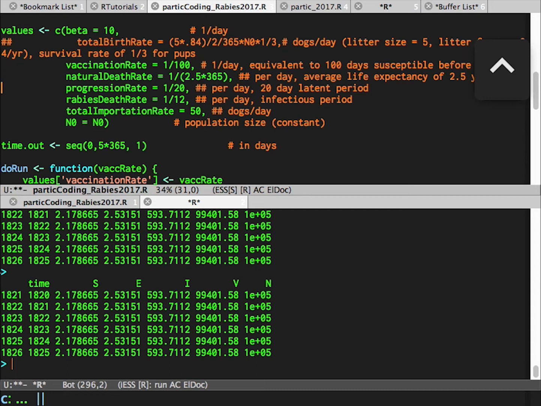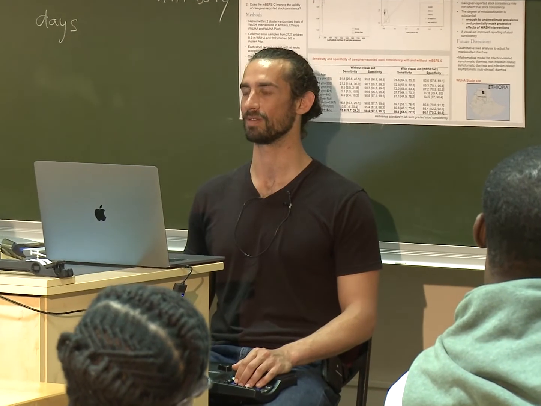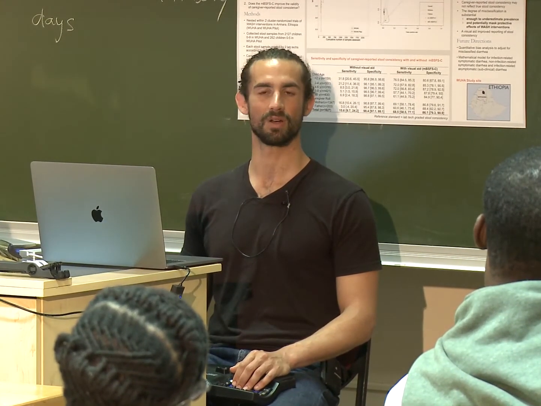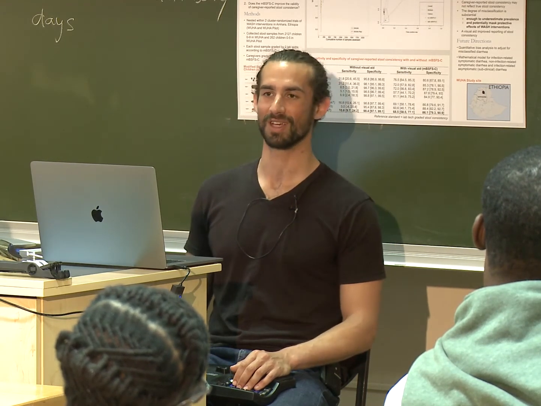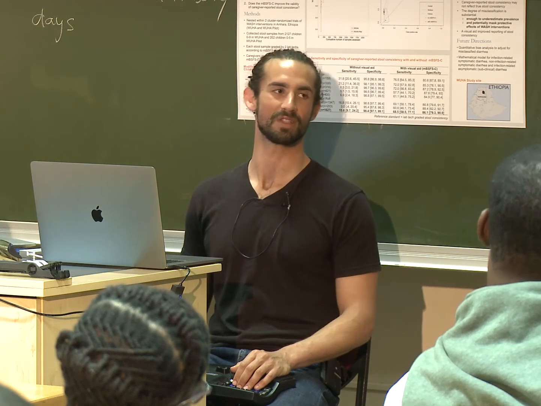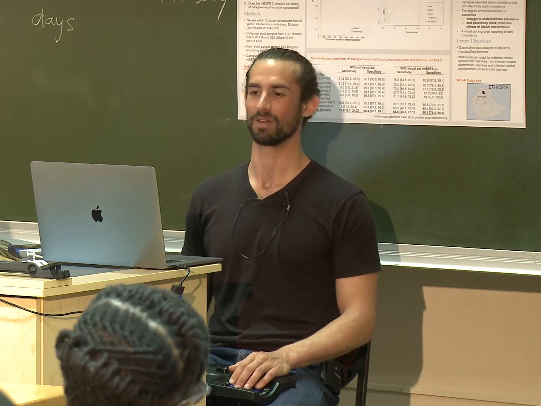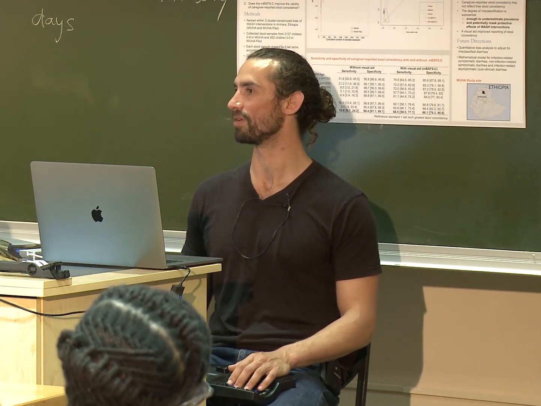Sure enough, we've vaccinated every dog that's being born, but we have an importation rate that's so high that we're always going to have 600 dogs that are rabid in the system, right? So clearly, we need to change the importation rate to be something a little lower if we expect to ever get lower than that. So maybe we want to fiddle with that parameter a little bit now.